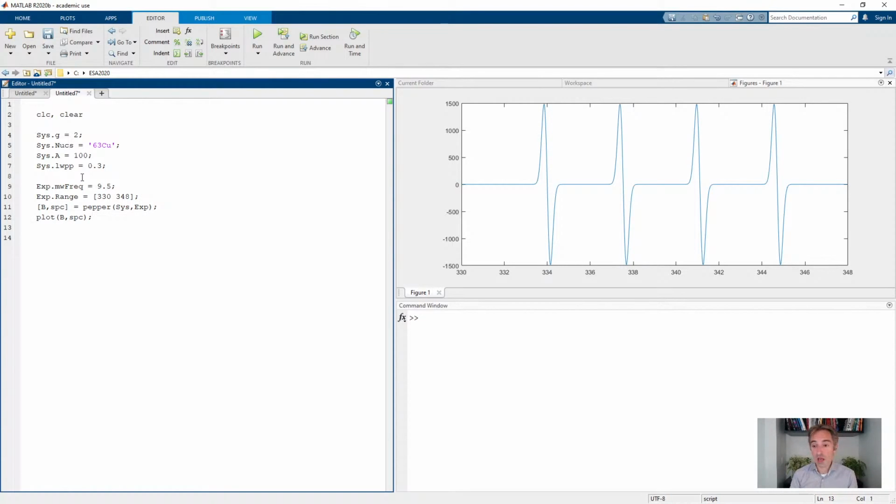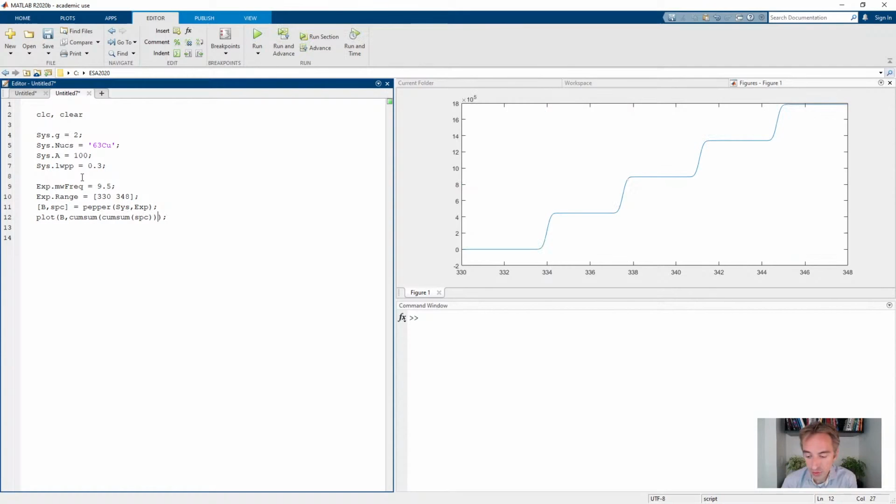Now we can look at the double integral. For this, we're just going to plot the cumulative sum of the cumulative sum of the spectrum. And this is how the double integral looks, right? It's kind of what you know from NMR. That's how you quantitate spins, right? So now there are no more local minima, right?